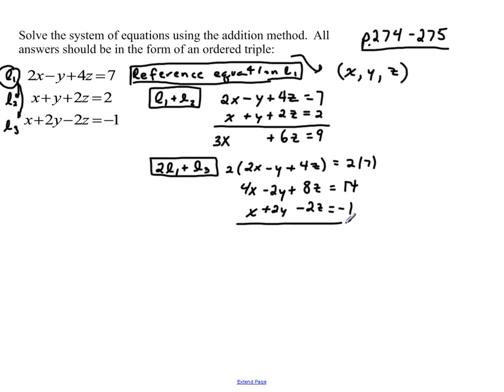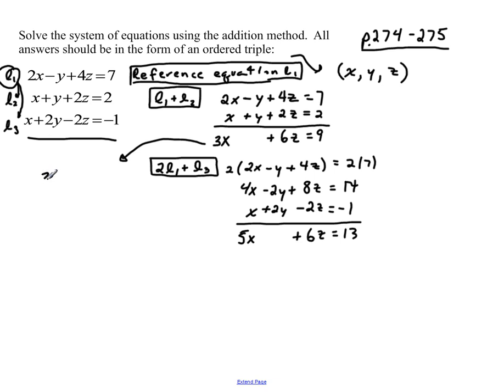And if we add these two together, 4x plus x gives us 5x. The y term drops out. Plus 6z is equal to 13. All right, you say, well, that's well and good, Professor Peoples, but now what? Now, look at what we just made. We've got a new equation that we just formed by adding a variation of line 1 and line 2 together.